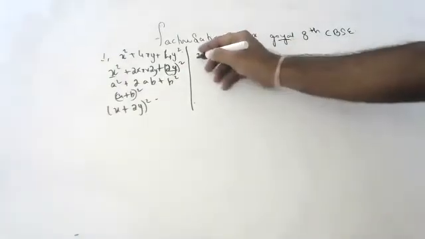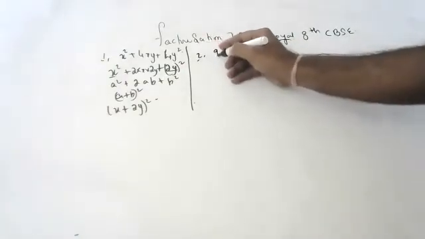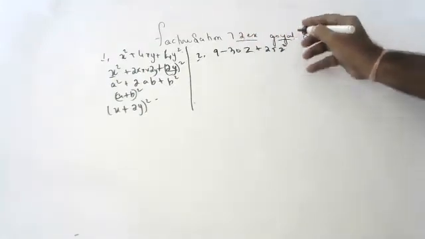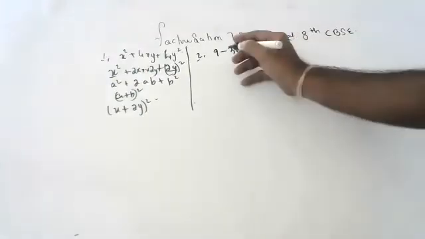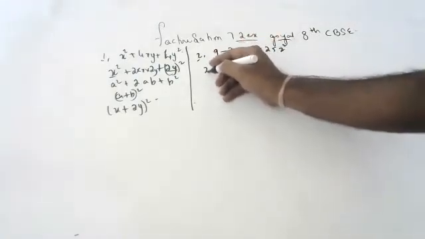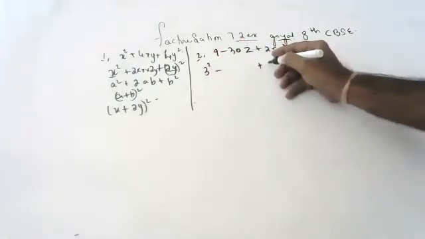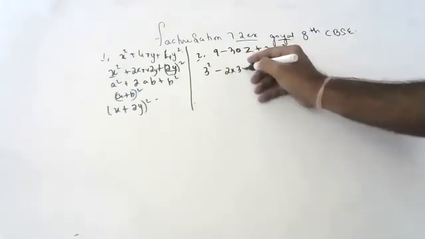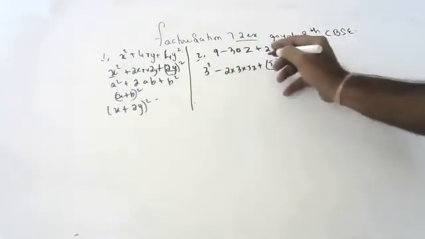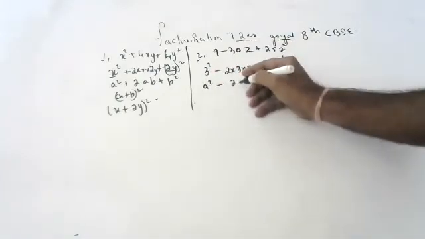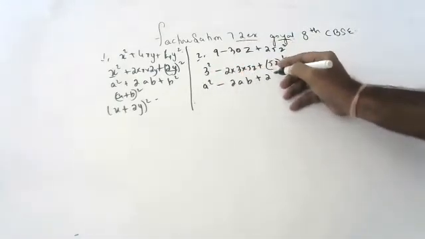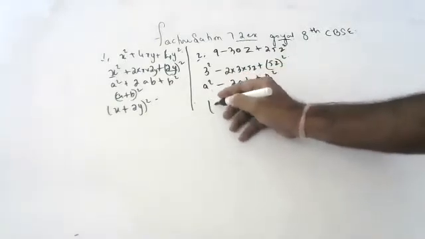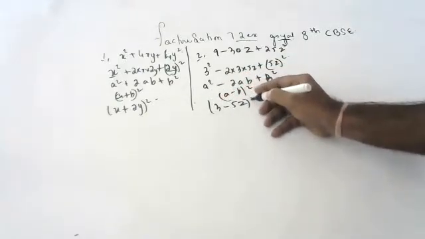Okay, in case you didn't understand, one more sum: 9 minus 30z plus 25z square. Raghuram, tell how to do this. Yes, sir. 3 whole square plus 5z whole square minus 2 into 3 into 5z. A square minus 2ab plus b square is equal to a minus b whole square. So equals 3 minus 5z whole square. Next.